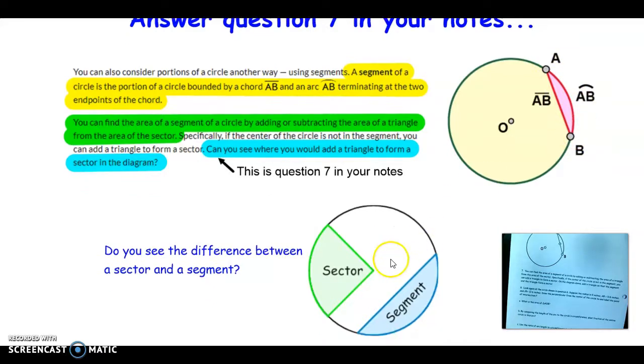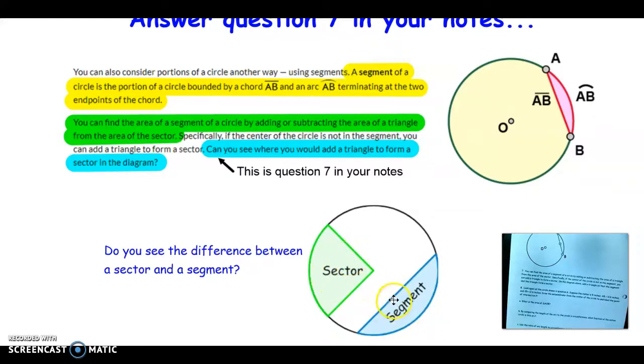So look at this picture and it'll help you see the difference between a sector and a segment. A sector always goes to the center of a circle because two of its boundaries are radii, whereas a segment does not go to the center of the circle. It's bounded by a chord and its arc. So hopefully you can see the difference between the two. They're both portional parts of the whole area of the circle, but they're found differently.